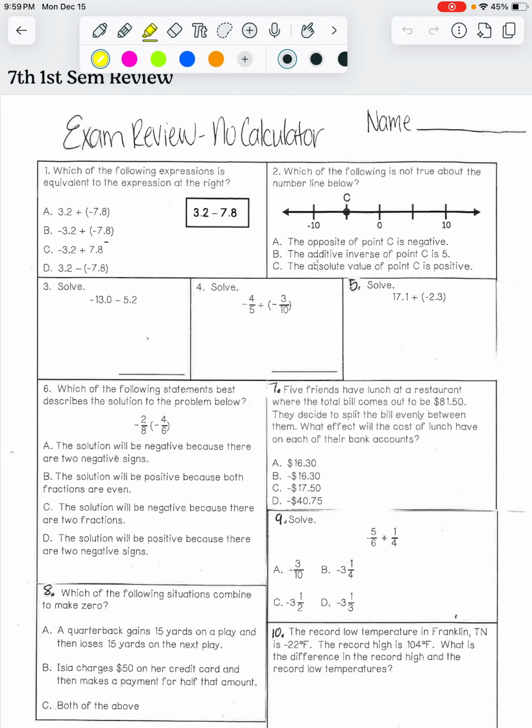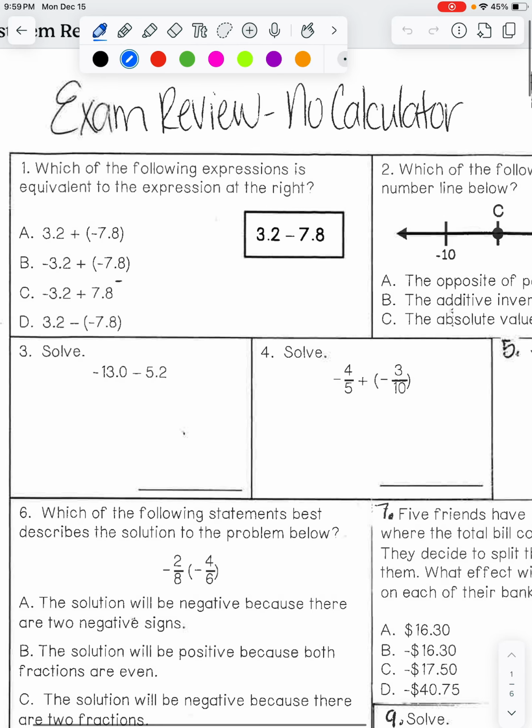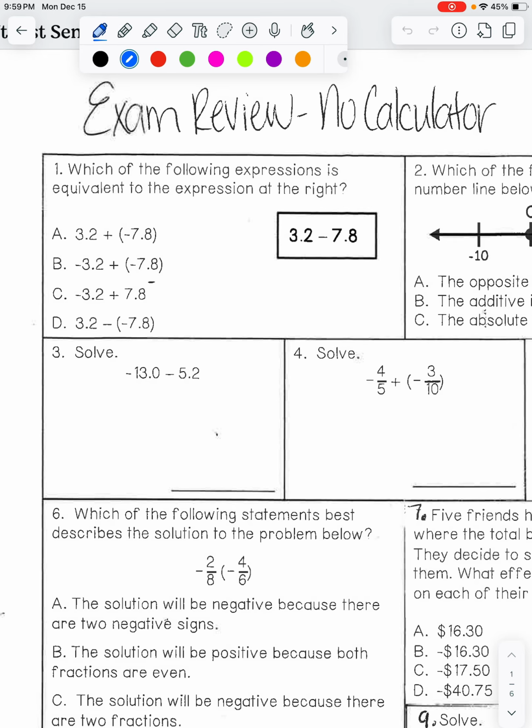All right, this portion of the review is the No Calculator review. Just like we did in class, this is just the adding and subtracting, negatives, decimals, and whatnot. Okay, so number one, which of the following expressions is equivalent to the expression at the right?